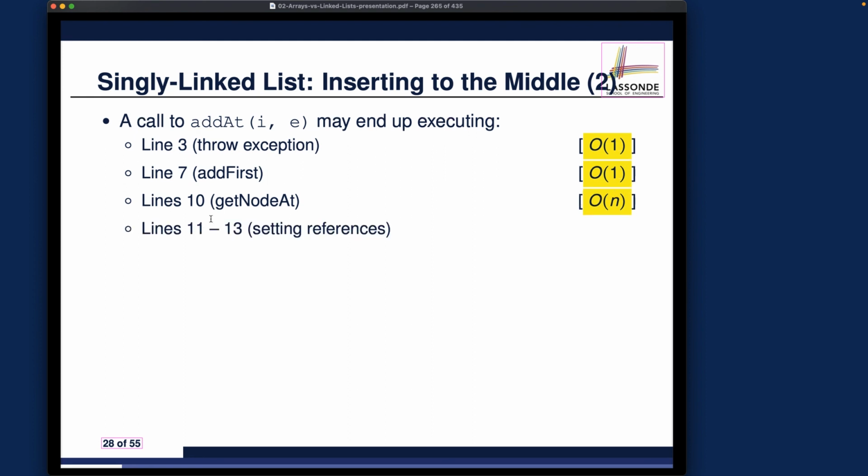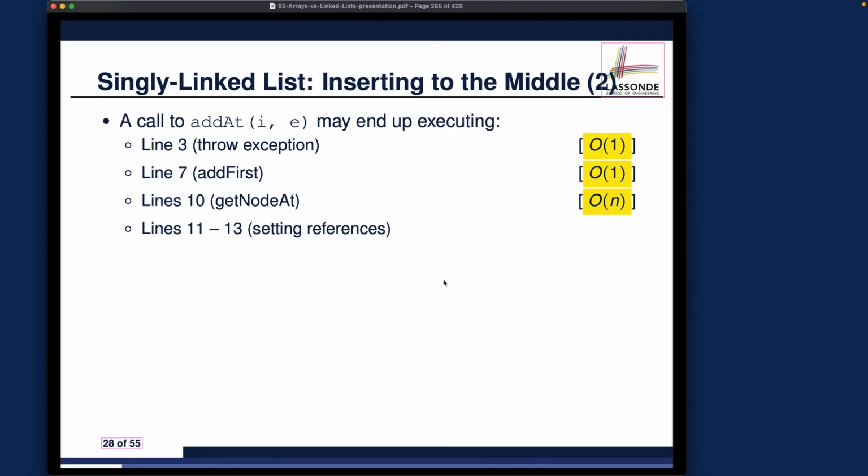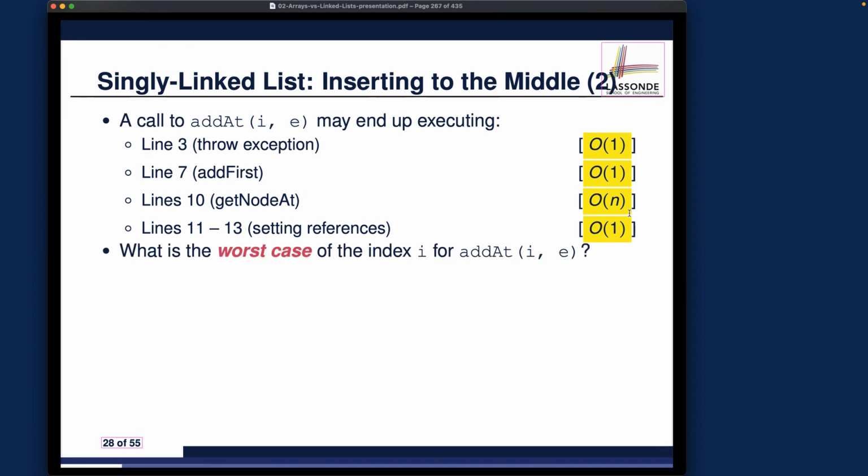And of course, from line number 11 to 13, those 3 lines are just about getting to the next and setting some reference for the new node or the node before. So these are also constant, right? They wouldn't matter asymptotically. So again, this will be the dominating line that you want to understand, which is a method call. All right, so final question, what is the worst case of the index I for add?